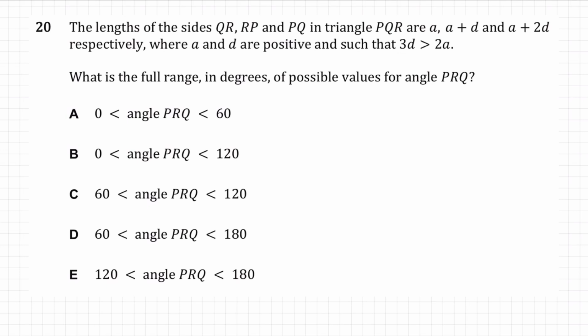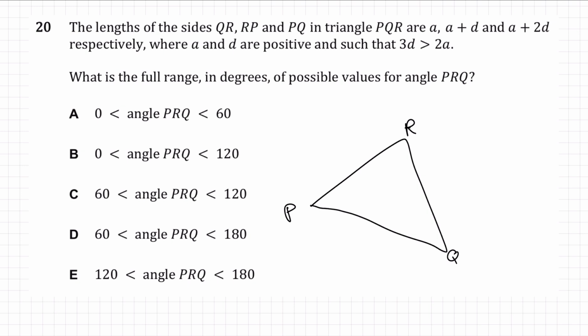Alright, so here's a question from the 2017 TMUA paper 1. This is the final question. Let's just get a sketch going. So we'll just draw a random triangle here. Let's try and make that a bit nicer. Alright, that's good enough. So, yeah, we have our triangle PQR here.